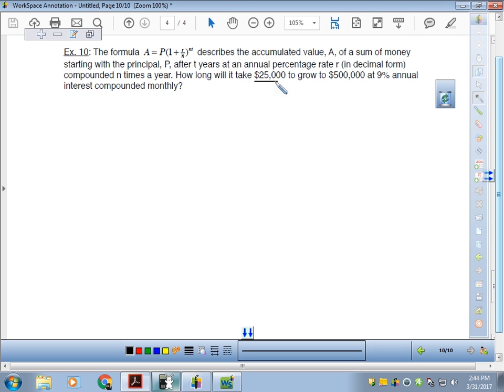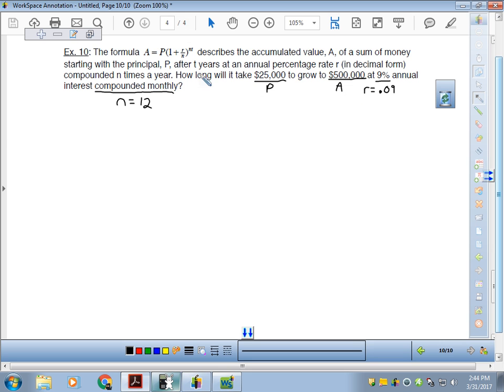So our first thing is $25,000. What is that? Well, that's our P, our principal. It's what we start with. Then $500,000, that's our accumulated amount, so that's our A. 9%, that's our interest rate. Written as a decimal, it is 0.09 for our r. And when they tell us compounded monthly, how many months are in a year? There are 12, so n equals 12, because it's compounded n times per year.